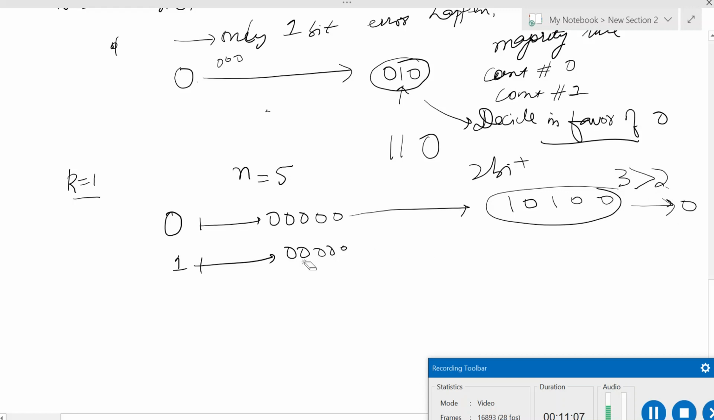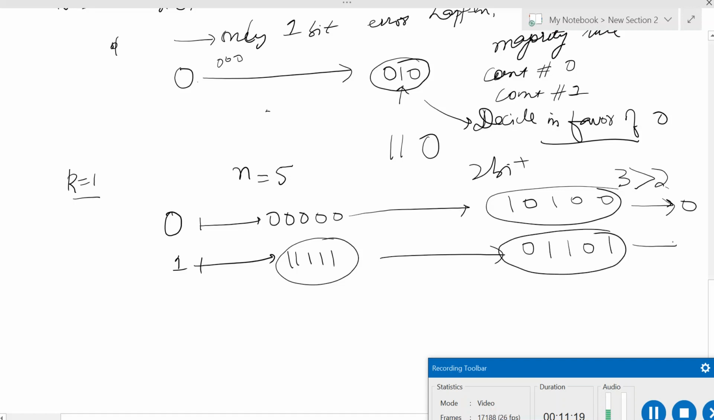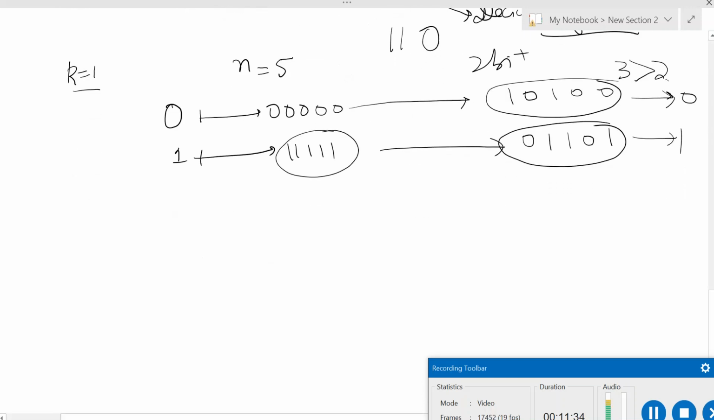Similarly, if you transmit 1, instead of 1 you will transmit 5 ones, 1, 1, 1, 1, 1. The receiver receives, suppose, 0, 1, 1, 0, 1. The number of ones is 3, so it will decide 1. But again, if there are more than 2-bit errors, then you will definitely get an error. But you see the error rate has decreased, right? This is also called error control coding, a very simple coding, but there is a loss in it.